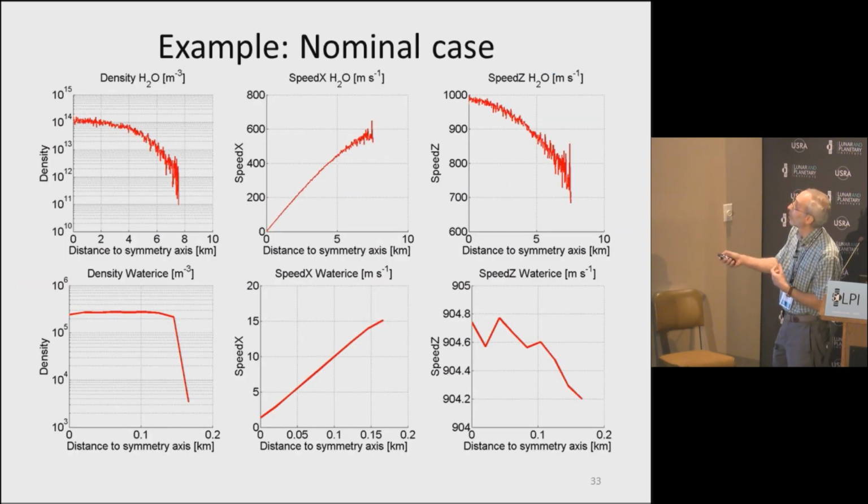So here are, for example, for the nominal case, that's how the density falls off with distance from the axis. Here's how the speed varies in one direction, the speed in the other.